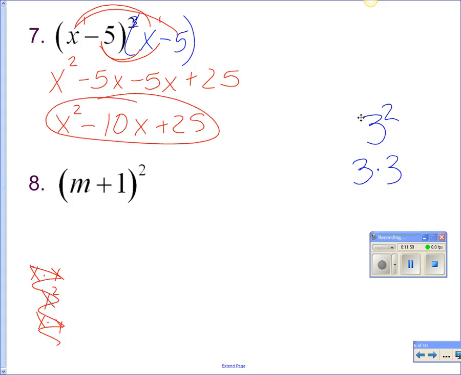All right, number 8. M plus 1 to the second. In next year, not this year.